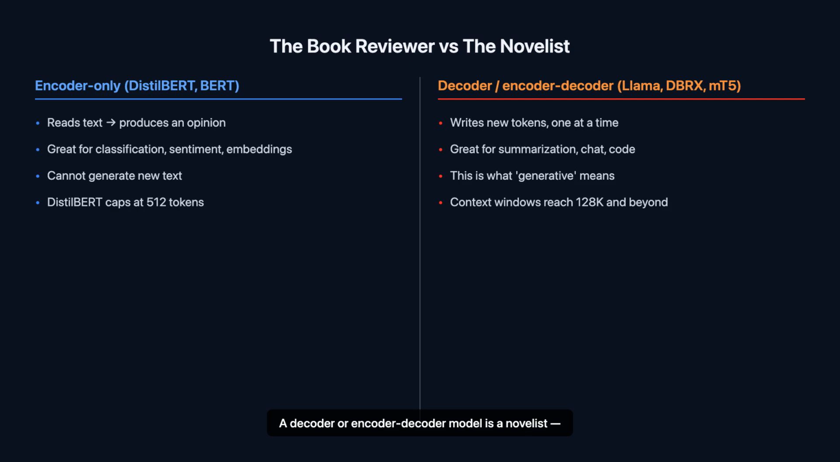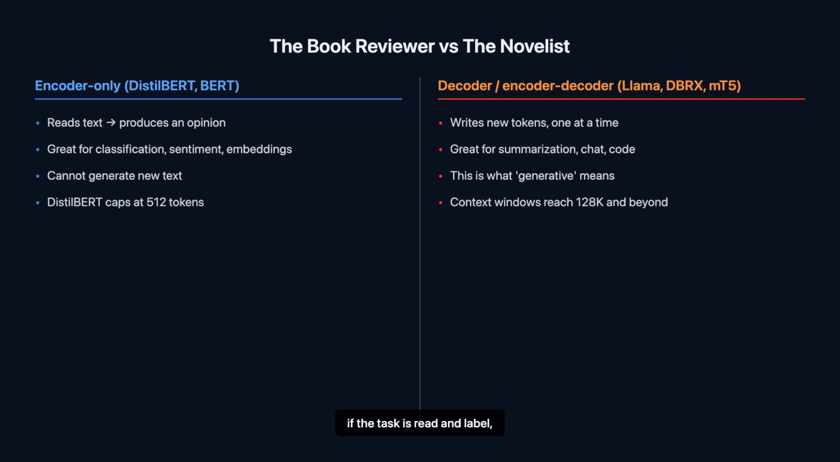A decoder or encoder-decoder model is a novelist. It writes new tokens, one at a time. That's summarization, chat, and code generation. This is what generative actually means. Llama, DBRX, and MT5 all sit on this side, and their context windows reach 128K and beyond.